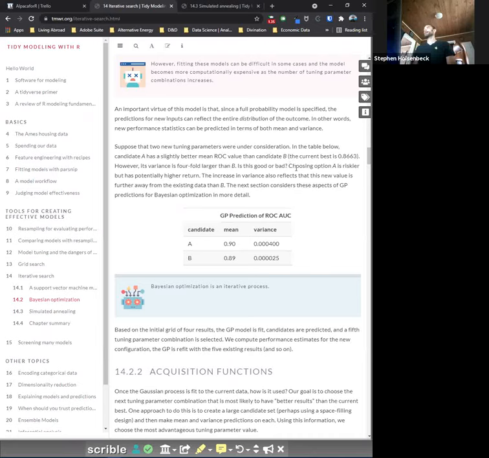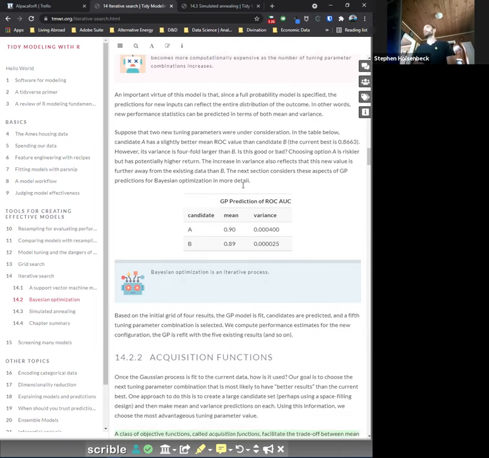Choosing option A is riskier, but has potentially higher return. An increase in variance also reflects that this new value is further away from the existing data than B. The next section considers these aspects of Gaussian process predictions for Bayesian optimization in more detail.